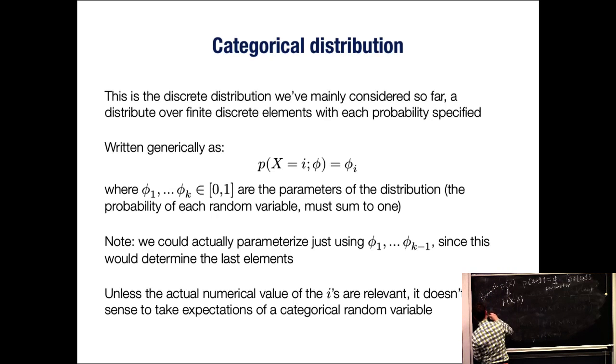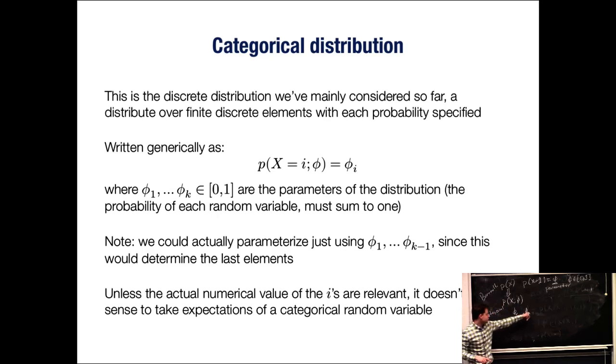This is categorical. Now you have k minus 1 parameters, phi 1 to phi k minus 1, where the probability that x is equal to i is just equal to phi i. So these things here, I'll write it first as 1 to k.